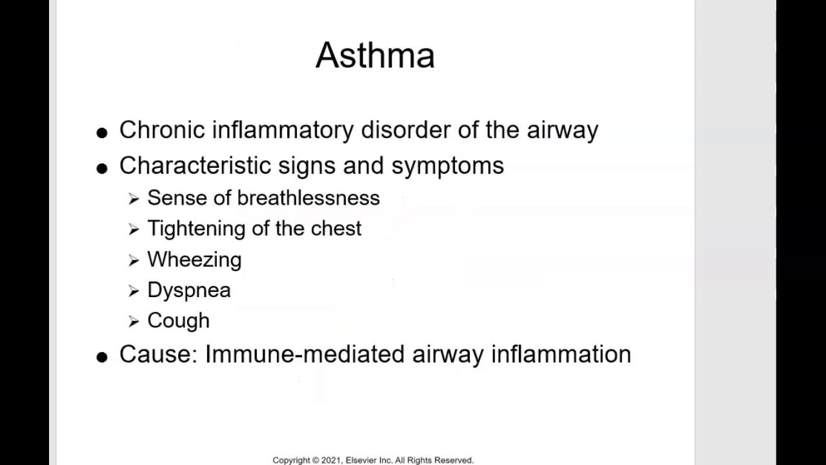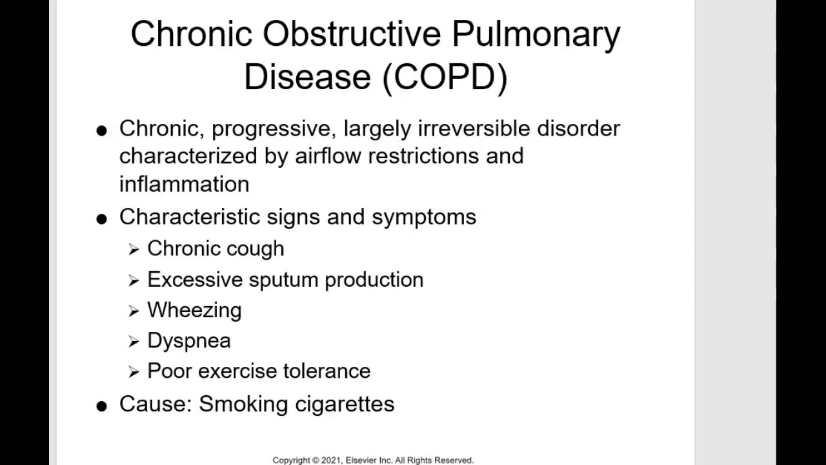That process we just talked about is asthma, this immune-mediated airway inflammation, versus when we talk about COPD, which is a chronic, progressive, largely irreversible disorder characterized by airflow restriction and inflammation. Those signs and symptoms: chronic cough, excessive sputum production, wheezing, dyspnea, and poor exercise tolerance. Cause is mainly cigarette smoking. The symptoms of COPD result from a combination of the two processes of chronic bronchitis and emphysema.